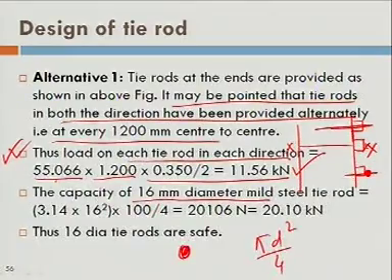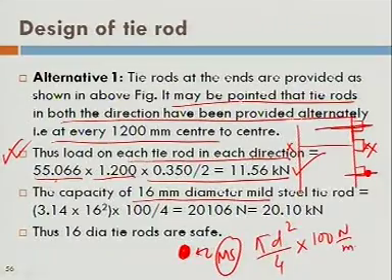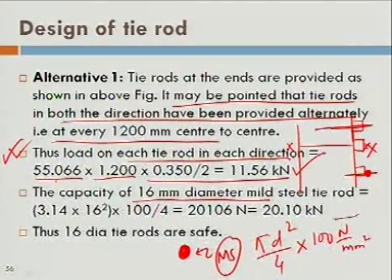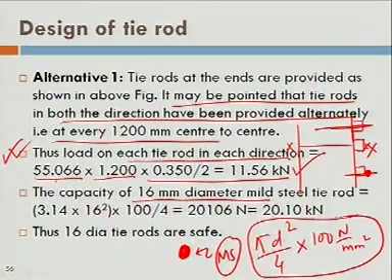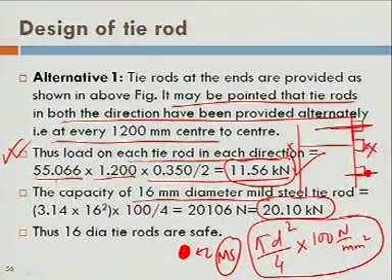Tie rods are circular like this, made up of mild steel, MS. So pi d square by 4 into its permissible shear value, let us say 100 Newton per millimeter square. Okay. So this would be the capacity of one tie rod, and this comes out to be 20.10 kilonewton. So the load coming on one tie rod is 11.56, whereas it can take a load of 20.10. So that means the tie rods are safe. The tie rods are safe.